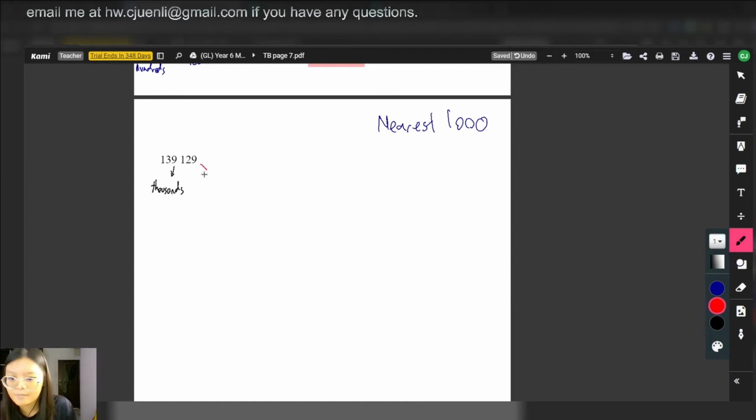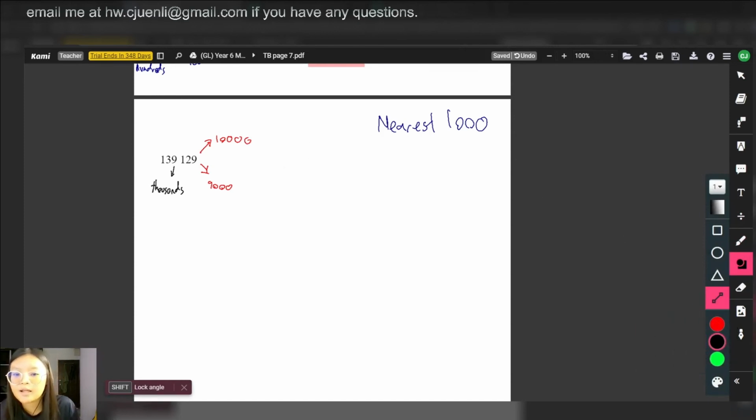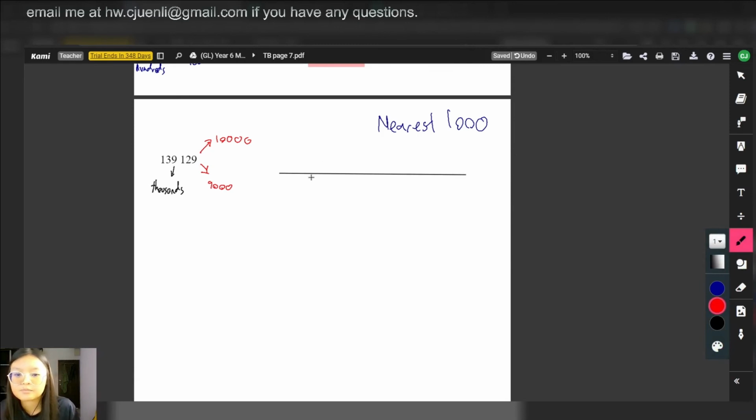Red this time. Okay, we have 9,000s, and when the number is slightly bigger, yes, we have 10,000s. It is bigger because, well, we can't put it at the same place. So let's draw our number line over here. Because the number is slightly bigger, we're gonna focus on the thousands.